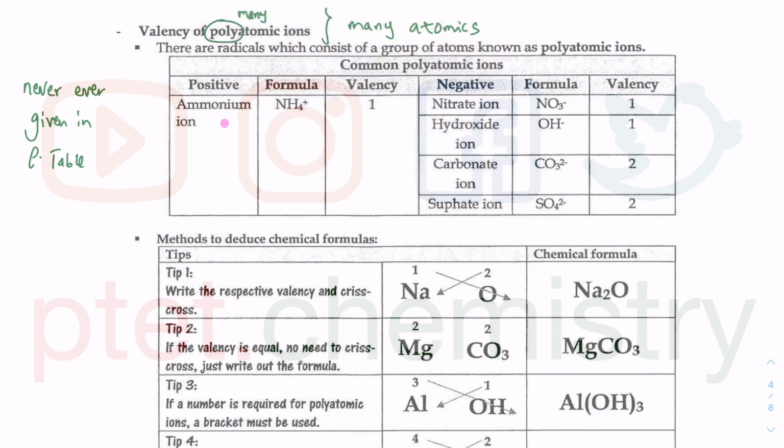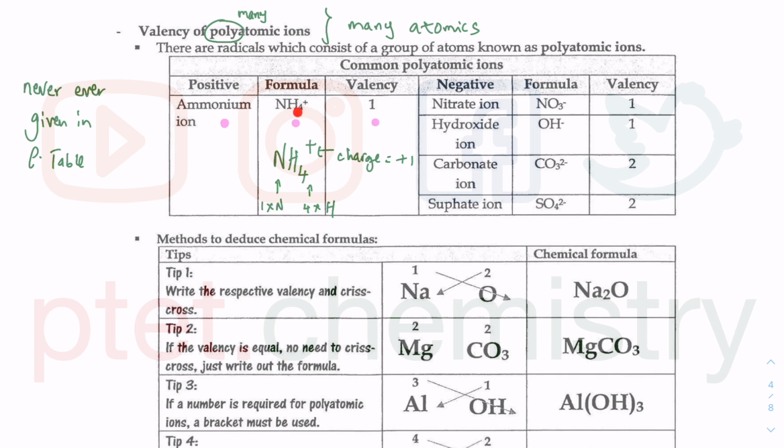This is called the ammonium ion. Ammonium ion is NH4 plus. The way you pronounce it is NH4 plus. So what does this mean? This means 1 nitrogen, 4 hydrogen. Be very careful, the charge is plus 1. Remember, valency is the charge that the ion would carry.